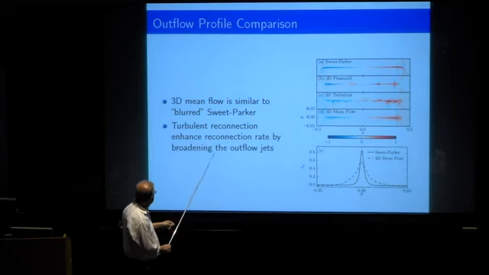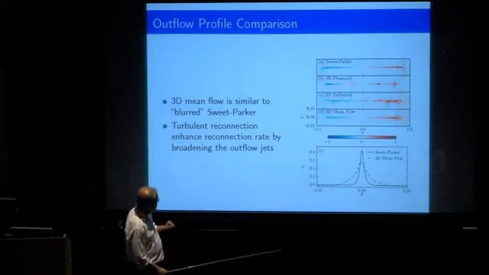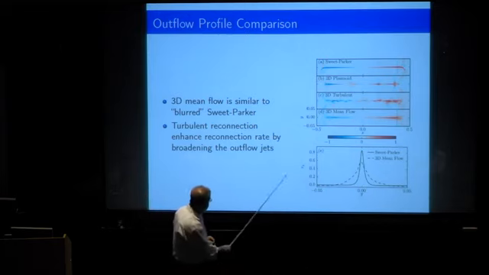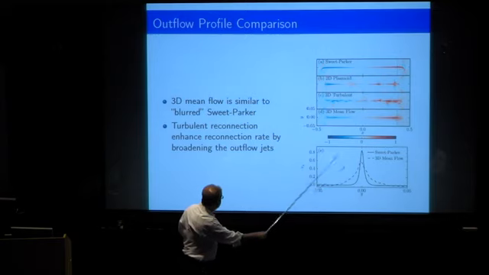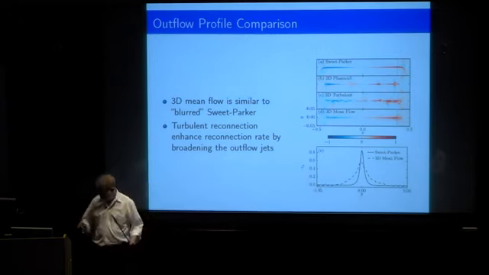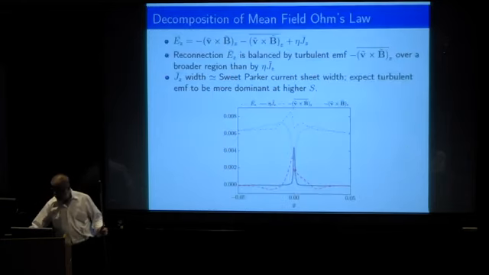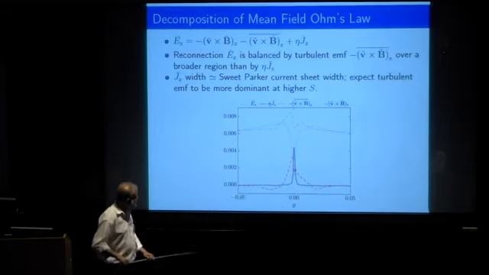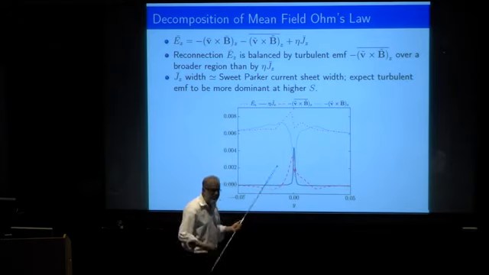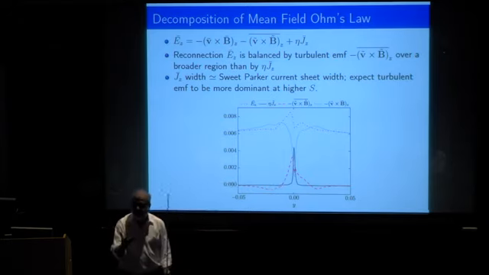Turbulent reconnection is enhanced reconnection rate by broadening the outflow jets. And I want to make a distinction. You see the jets, they're broadening, and that's what accounts for why you're getting this sort of reconnection. But it is not like a simple enhancement of the resistivity. If you go back and look at the current density, even in a turbulent system, it doesn't broaden.